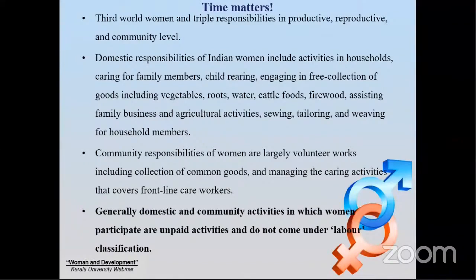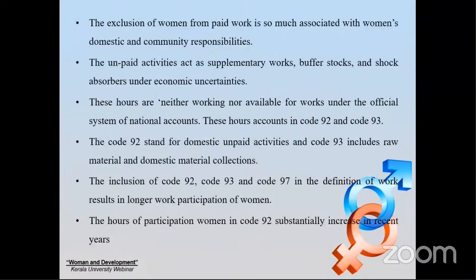Another important thing is that these activities are unpaid and do not count under the labor classification. They are accounted in code number 92 or code 93 of NSSO. Code 92 stands for domestic unpaid activities, and code 93 includes raw material and domestic item collection. So in that sense, women are neither working nor available for work during these hours. But in fact, these activities are crucial because they are subsidized work and enable the productive sector to work efficiently. So when we include code 92, code 93, and code 97, this gives different results.